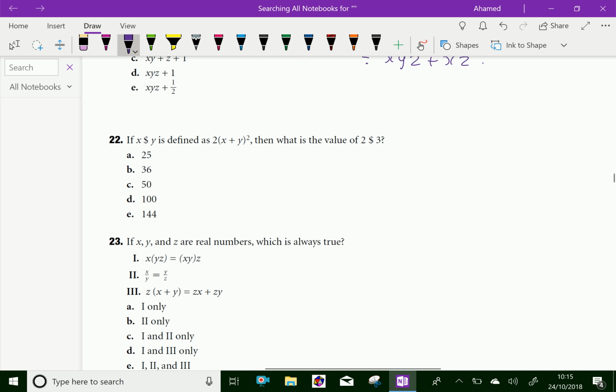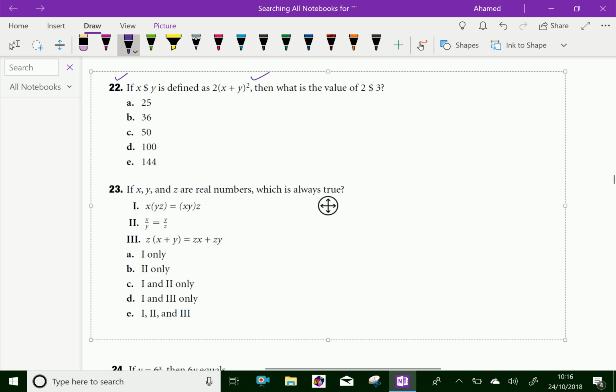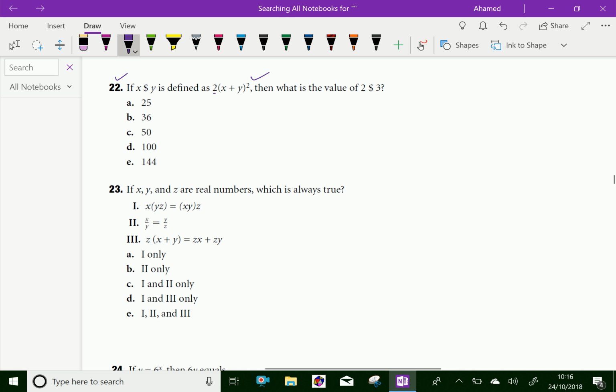Now, question number 22. If X dollar Y is defined as 2 into X plus Y whole square, then what is the value of 2 dollar 3? Here, the dollar indicates a binary operation. So, in place of X, put 2, and in place of Y, put 3.